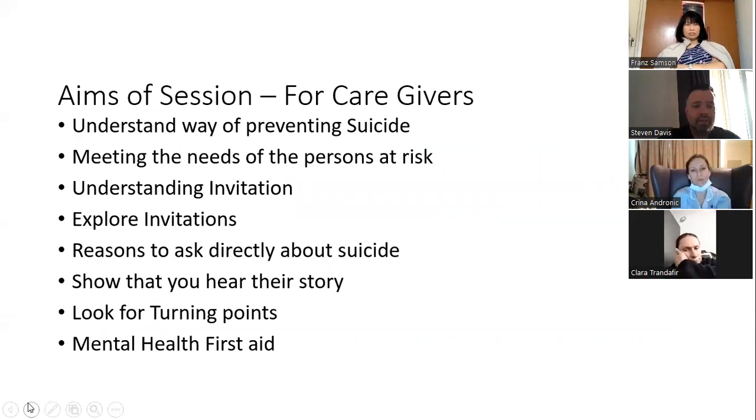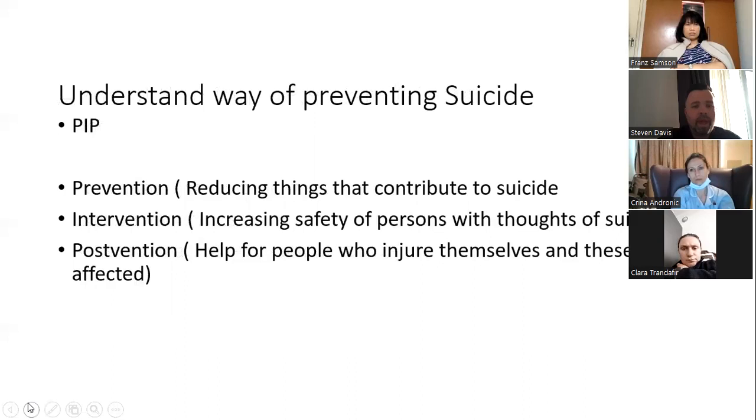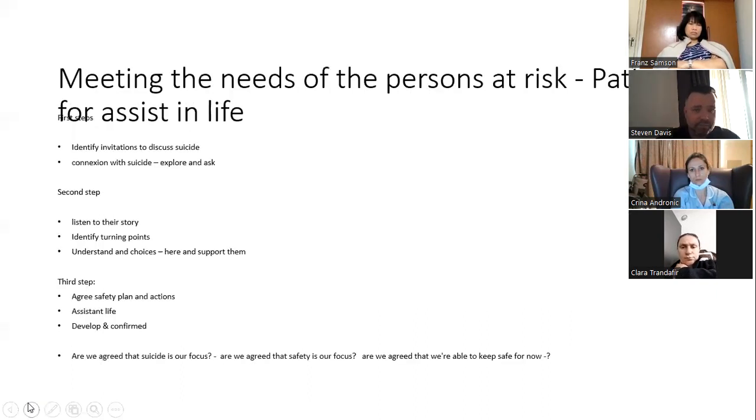Okay, so for you, understand the ways of preventing suicide. So you need ways of looking at reducing things that contribute to suicide, interventions, increasing the safety of the person, and helping the person who's injured or affected. So meeting the needs of the person at risk for assistance in their life. First steps, identify interventions to discuss suicide.